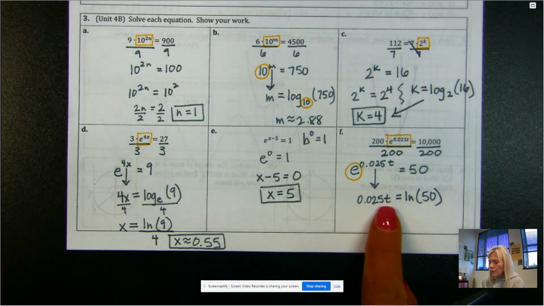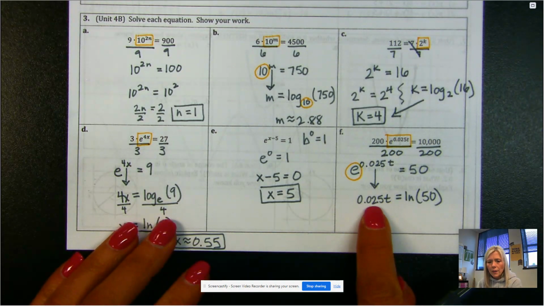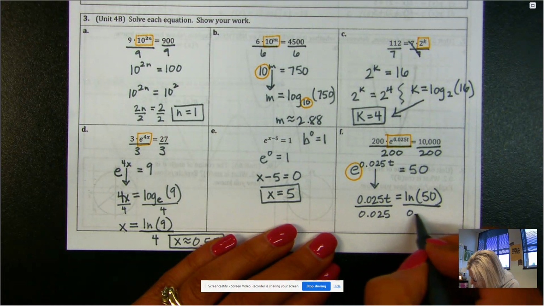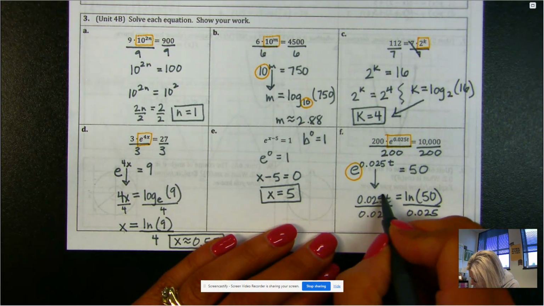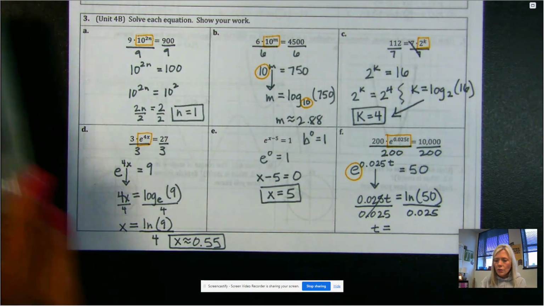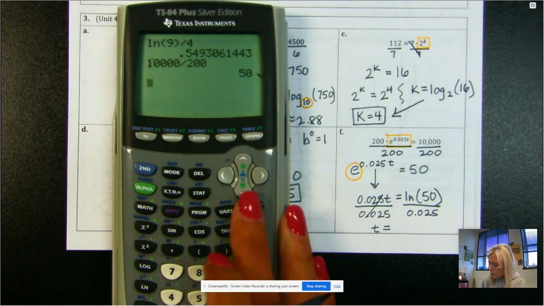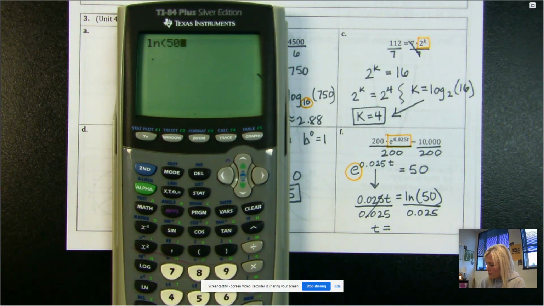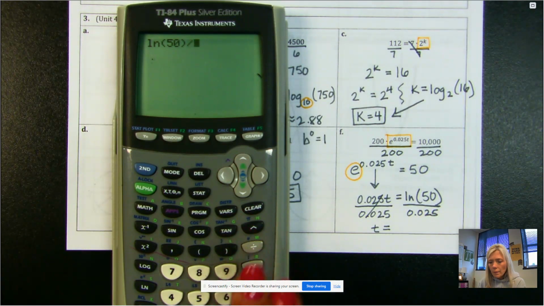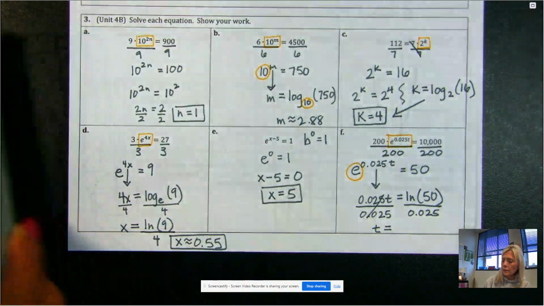Okay, from here, to finally solve for t, just divide both sides of the equation by that 0.025 on both sides. So dividing here, they divide each other out, and we have t by itself, and then I have to use a calculator. So the natural log of 50, remember to close the parenthesis before dividing, divided by 0.025. Voila, 156.48.